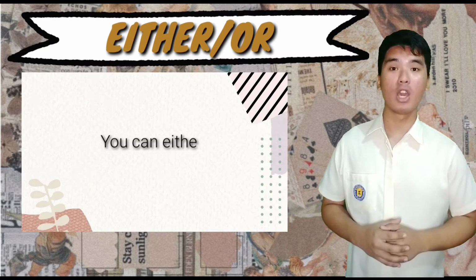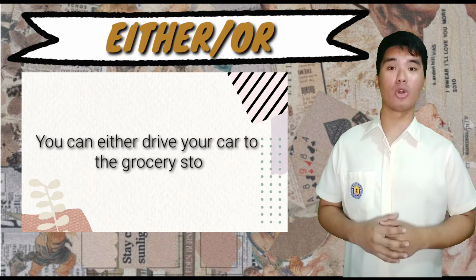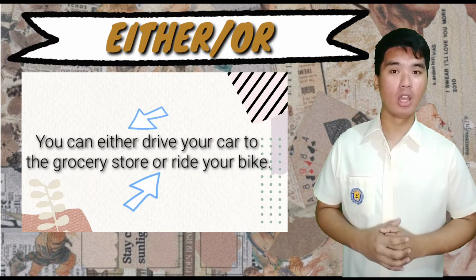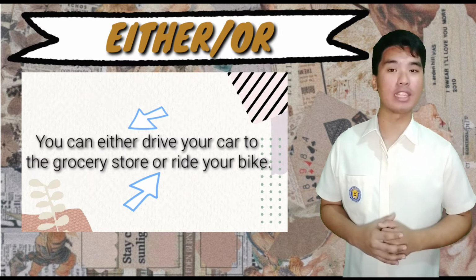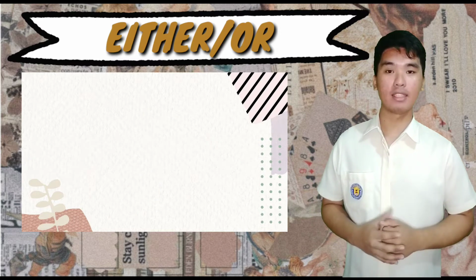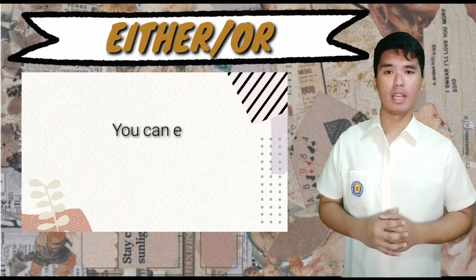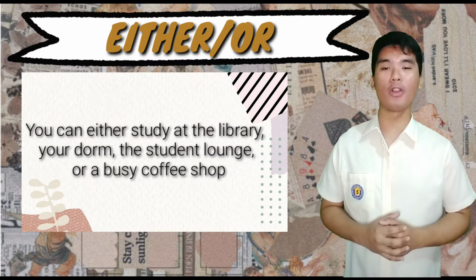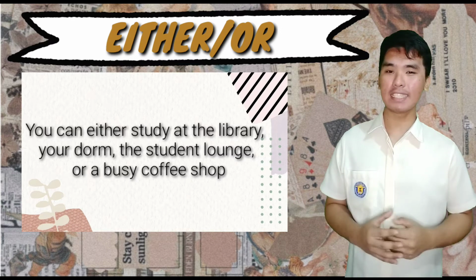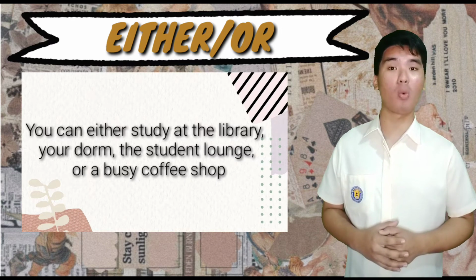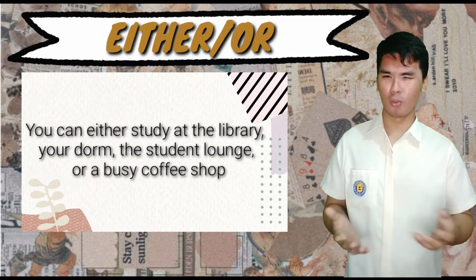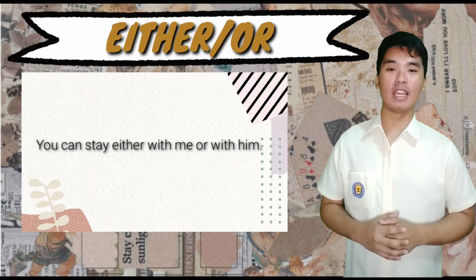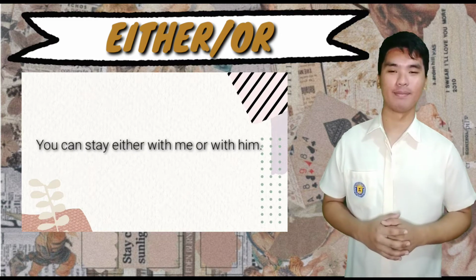First sentence would be, you can either drive your car to the grocery store or ride your bike. This sentence uses the words either and or to show the two alternatives for how you can get to the grocery store. Let's take a look at another example. You can either study at the library, your dorm, the student lounge, or a busy coffee shop. This sentence provides many options as to where to study. Where do you usually study? And the last example would be, you can stay either with me or with him.